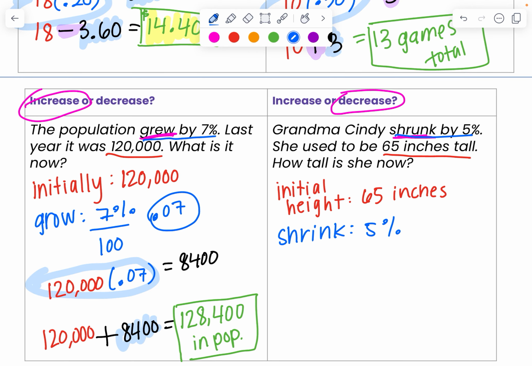Now, obviously, if Grandma shrunk by 5%, she didn't go from 65 inches down to 3.25 inches. No, because she's shrinking, right, that's going to be a loss in inches. And since that's a loss, from my starting initial height, I'm going to take 65. And since she's shrinking, she's getting smaller. So I'm going to subtract those 3.25 inches. And when I do that, I get my final height of Grandma after 1 year, which happens to be 61.75 inches.